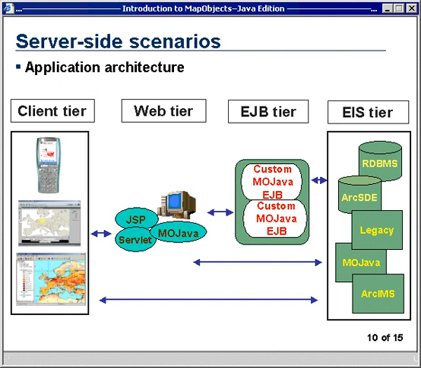Now we'll see some brief demonstrations of a browser application utilizing MapObjects EJBs to perform the work. We'll also see an example of MapObjects at the web tier delivering dynamic content on a JSP to a mobile device.